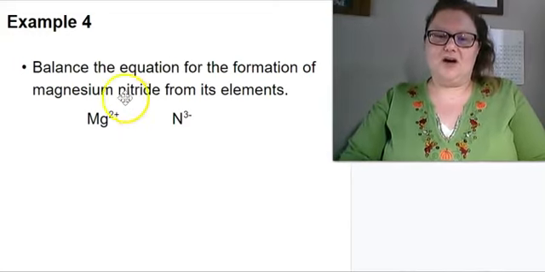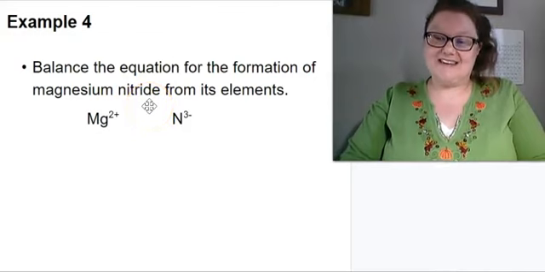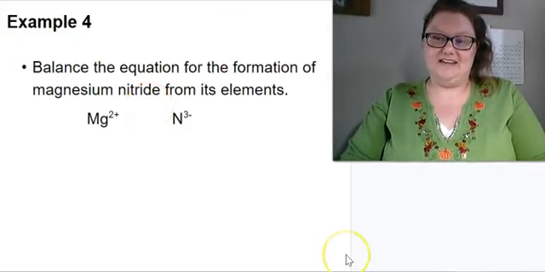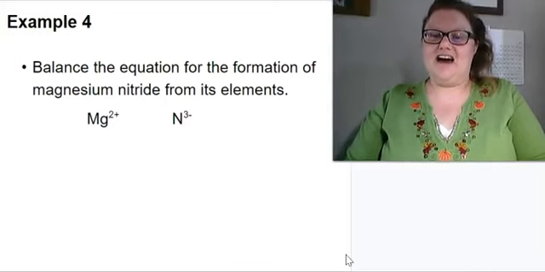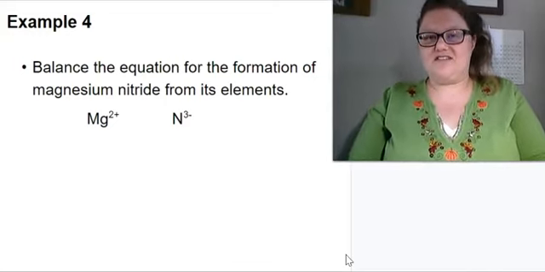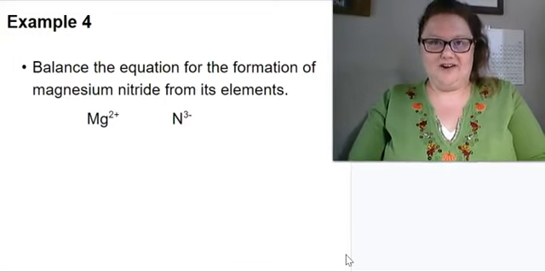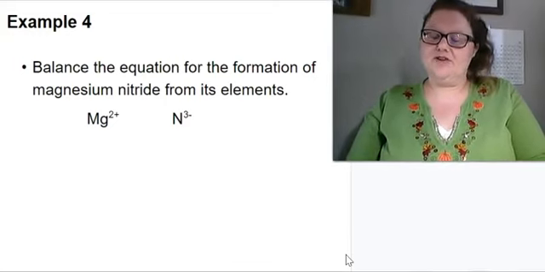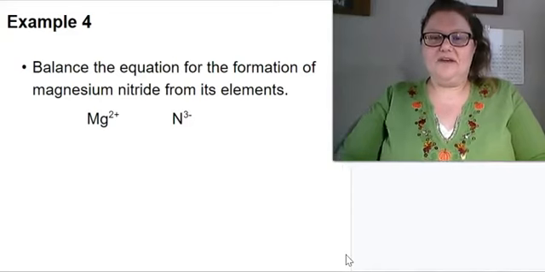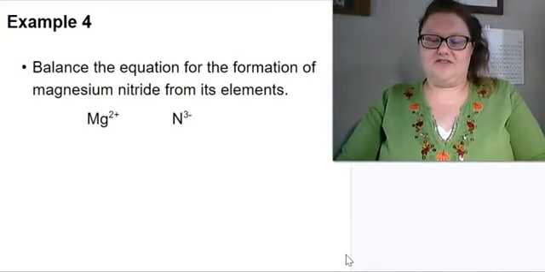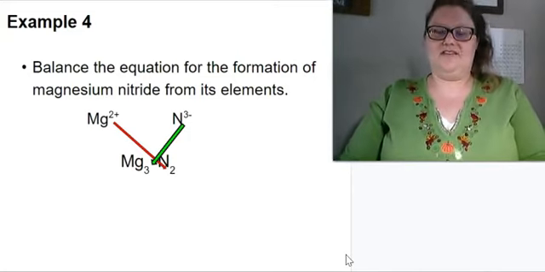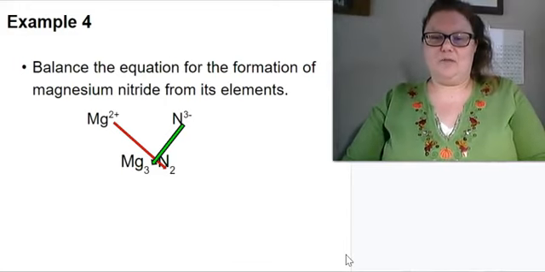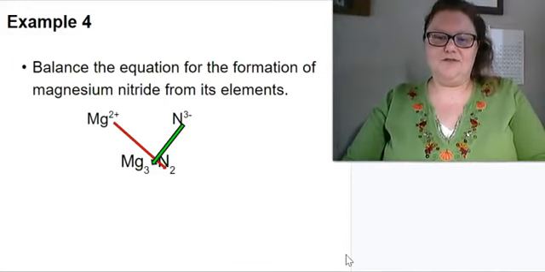It would be polyatomic if this said nitrate, ATE, instead, or nitrite, ITE. But here it has IDE, and that always means a single element, but it's an ion. So you've got to look for those clues. So we have our two elements and their charges written here. We're going to crisscross the charges to get our compound formula. And so when we do that, our formula would be Mg3N2.